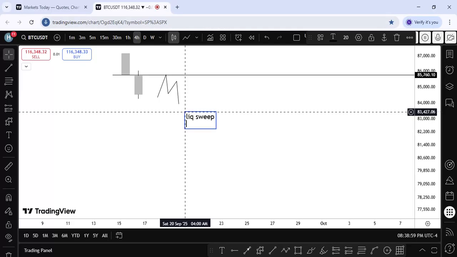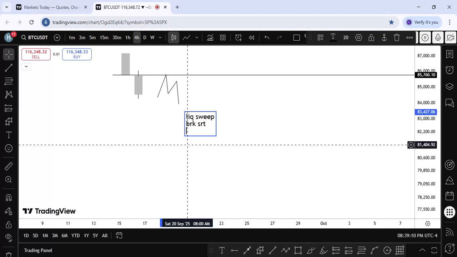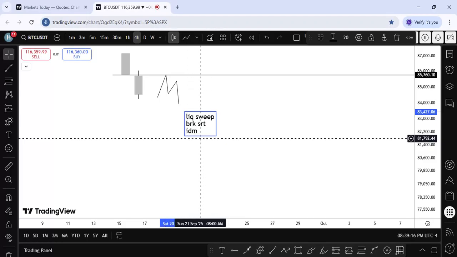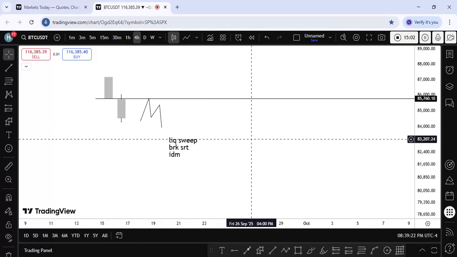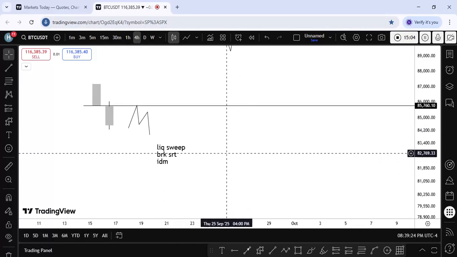then break of structure, then your awareness, your inducement area. Alright, your inducement area. So let's put this into action.